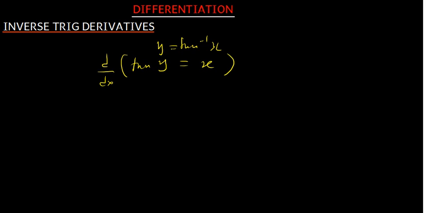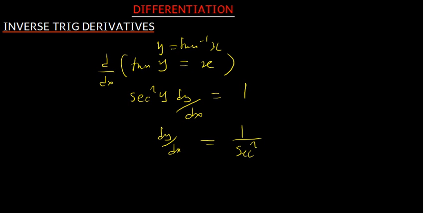So d over dx of tan y. If we differentiate tan y, we're supposed to get sec squared y. But when immediately we differentiate something that has got y, we need to introduce dy over dx. And so the derivative of x is 1. So this is going to give us dy over dx being equal to 1 over sec squared y. Well, at this point, we know that from our identities, sec squared y is equal to 1 plus tan squared y.